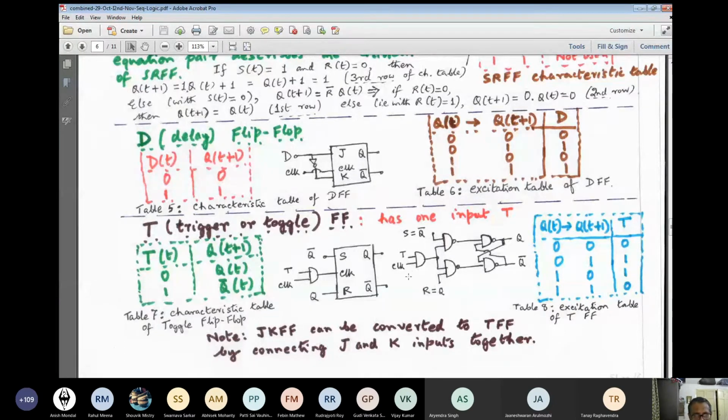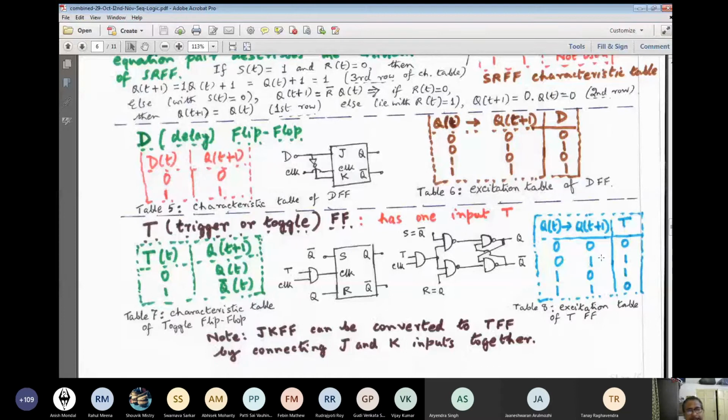The clock is actually ANDed with T. And this is the excitation table. That means if 0 to 0 and 1 to 1 are desired, then T should be 0; otherwise it should be 1. For any change of state, from 0 to 1 or 1 to 0, T should be made enabled, made active.